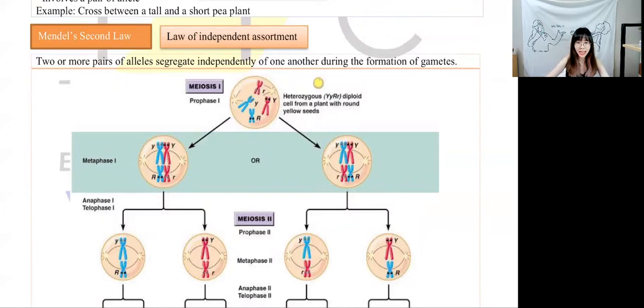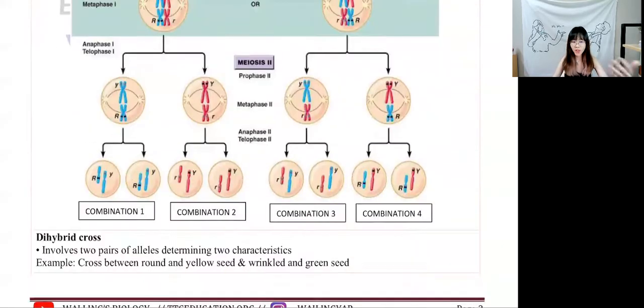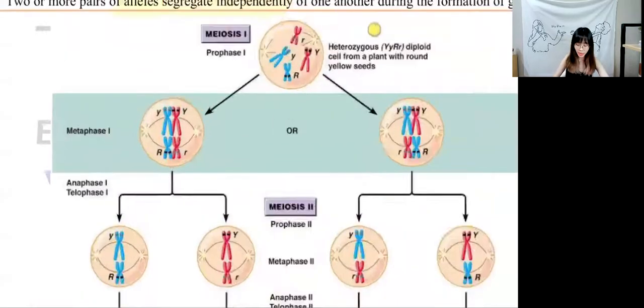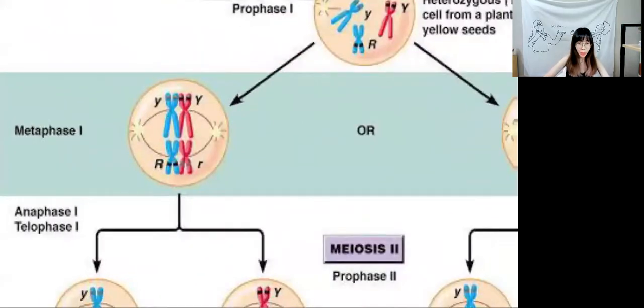Independent assortment is under metaphase 1. So under metaphase 1, we have different combinations. Okay, for example, let's look at this part. We have blue color and red color, and we have Y and we have R, right? So for example, this Y here represents ugly. Example only, guys. This one is good looking. This one is tall. This is dwarf. I'm just giving you an example.